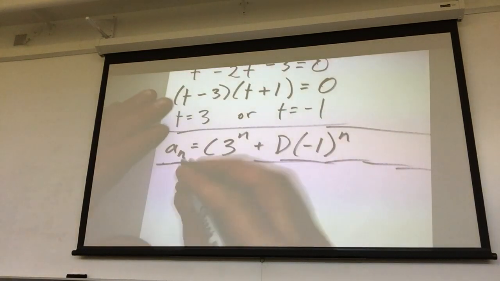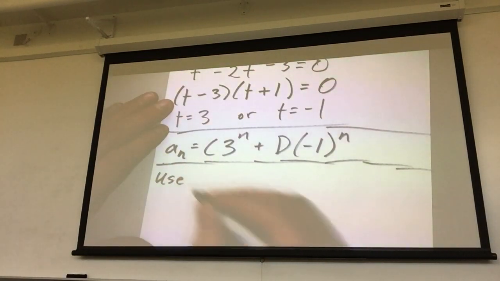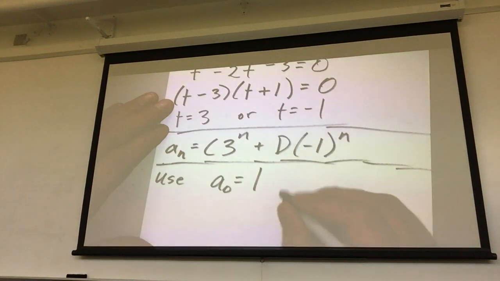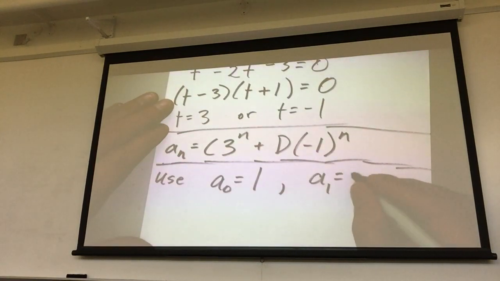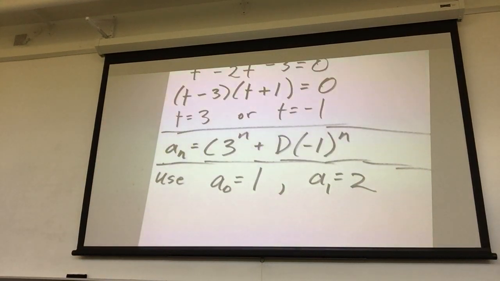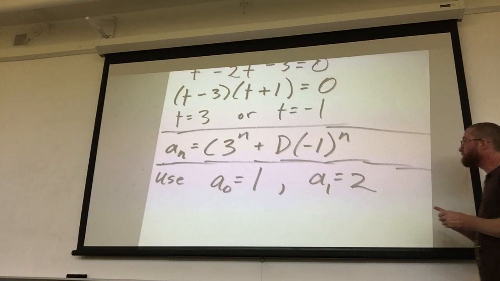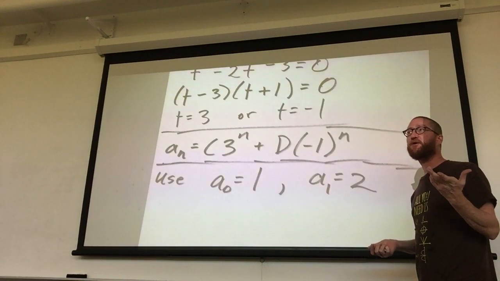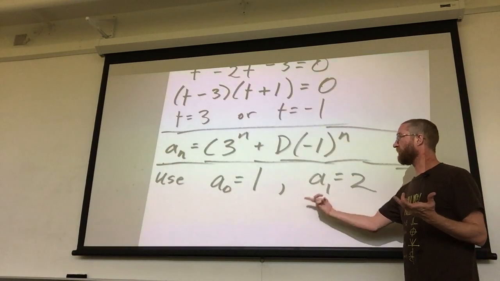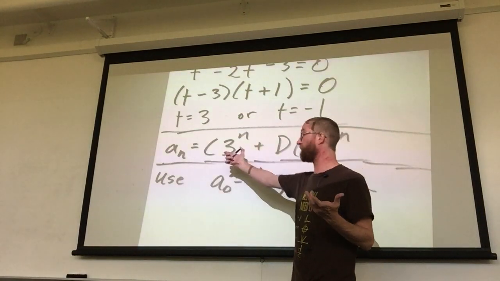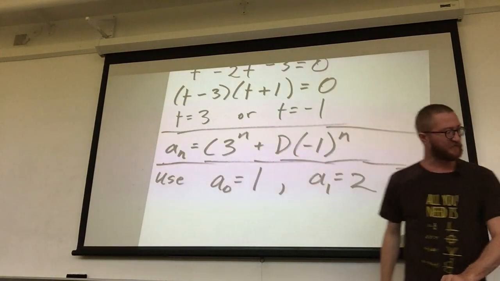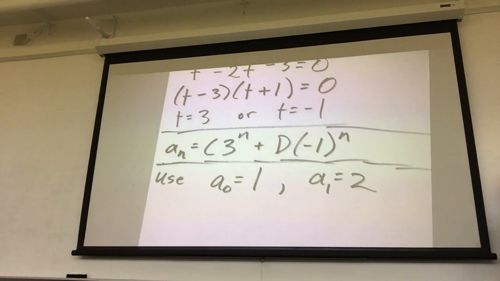Now, we are going to use A naught, which equals 1, and A1, which equals 2. So, from the characteristic equation, we got to a general solution. Now that we have a general solution to this, what are we going to use? We're going to use our initial conditions. Now these initial conditions will help us to figure out what C and what D are. So, let's start a new page. Let's start off with A naught, which equals 1.